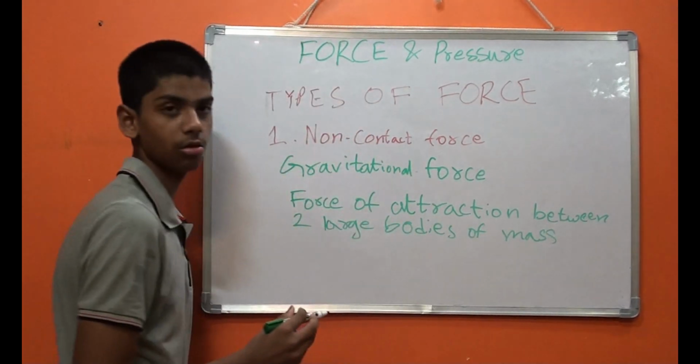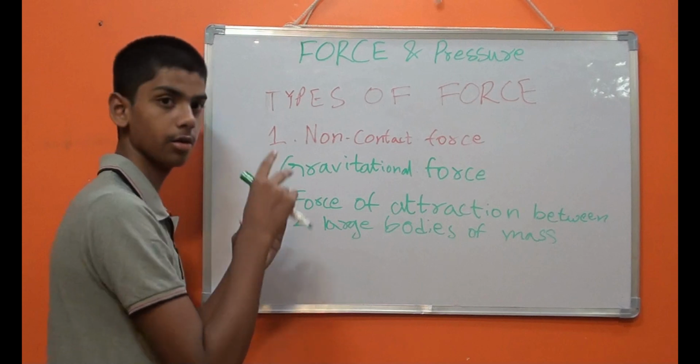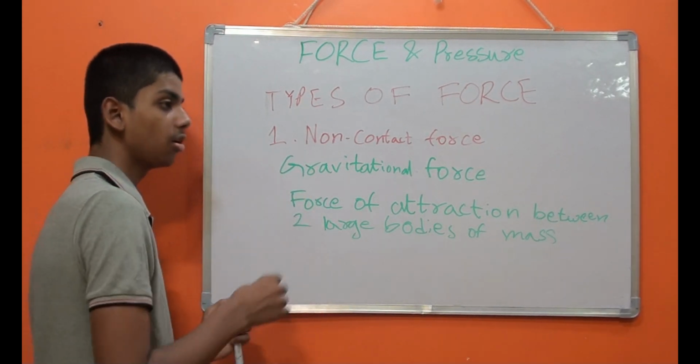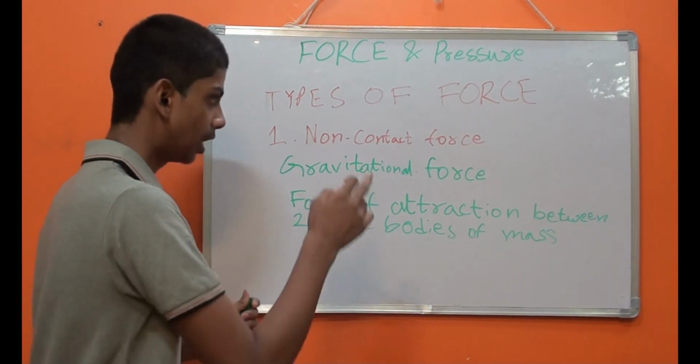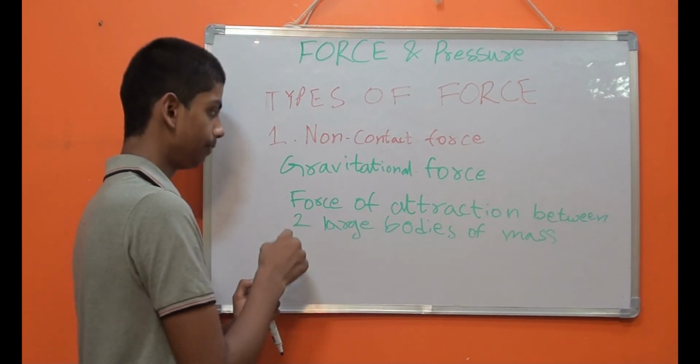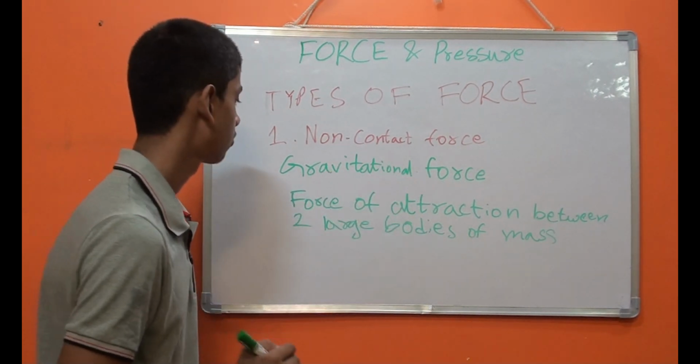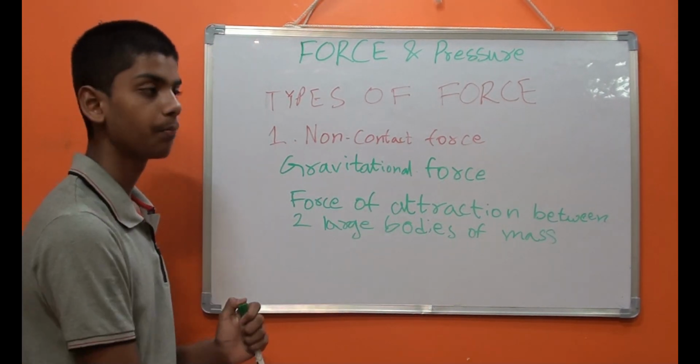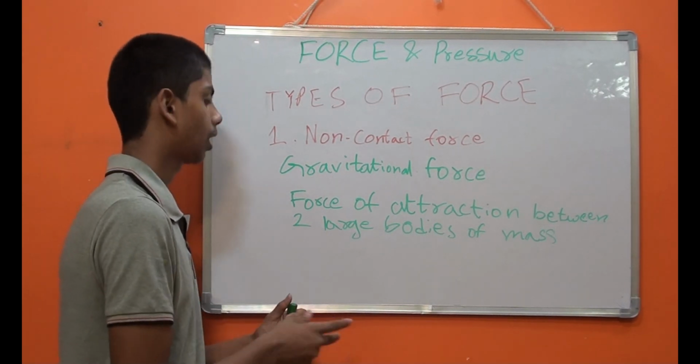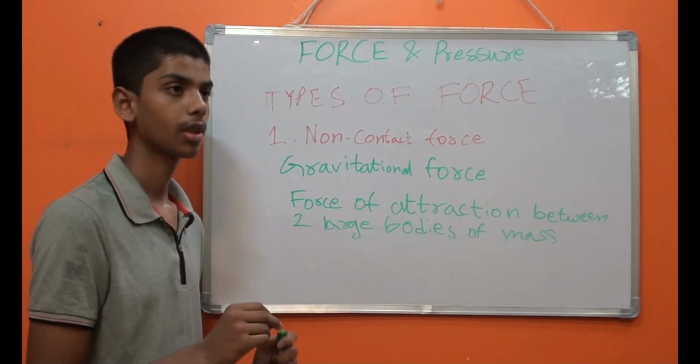Here you can take the example of the earth and the moon. If you throw an item into the air, it would gradually fall down. This is due to gravitational force. Here, the earth attracts the items.